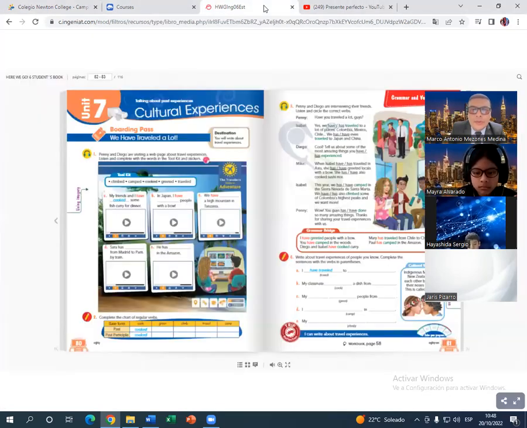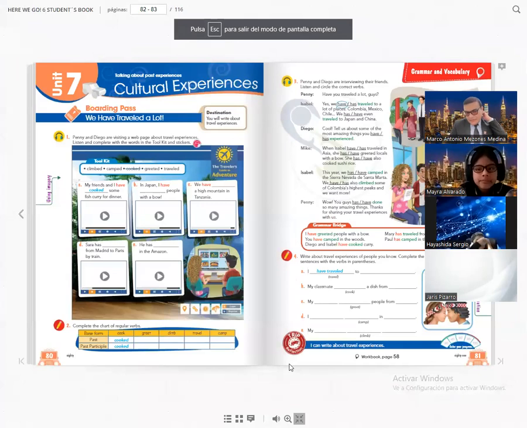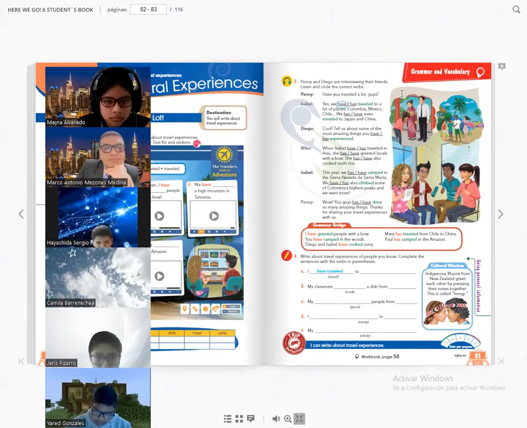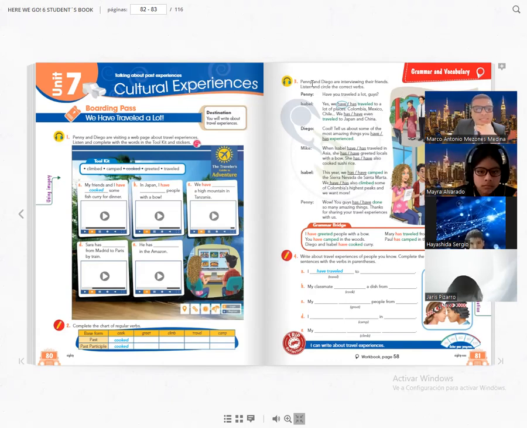Yeah, good. So, let's go to the book. Let's go to the book, everybody. ¿Ok? You need number 7. Unit number 7. Boarding pass. Cultural experiences. We have traveled a lot. ¿Qué significa eso? We have traveled a lot. Hemos viajado mucho. Yeah.